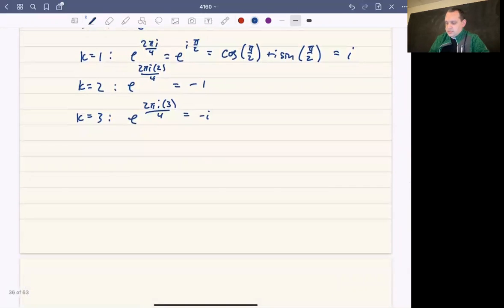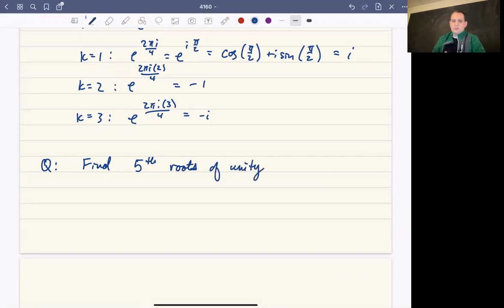So just as a question for you, let's find the fifth roots of unity. So I want you to find the fifth roots of unity. Of course, z equals 1 is going to be one of them, and then we'll have 4 more, but I want you to write them out and see exactly what they are.